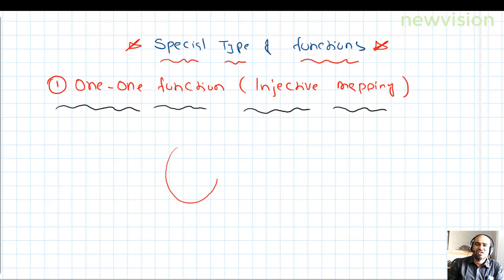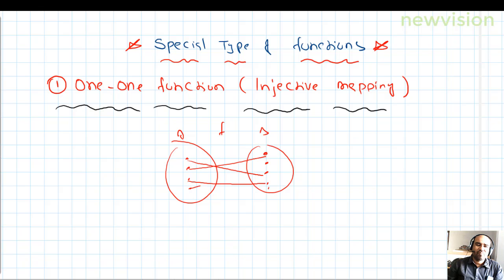Listen student, this is set A, this is set B. F is a given function from A to B. When can you say that it is one-one? Different elements of the domain are paired with different elements of the codomain. Some elements will be left in the codomain, that is not a big problem.